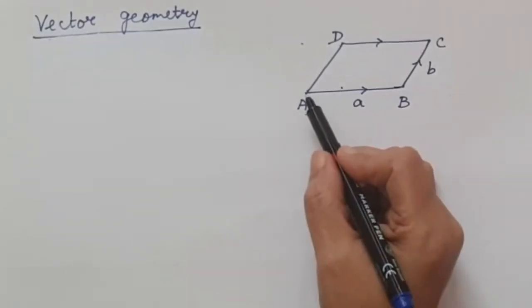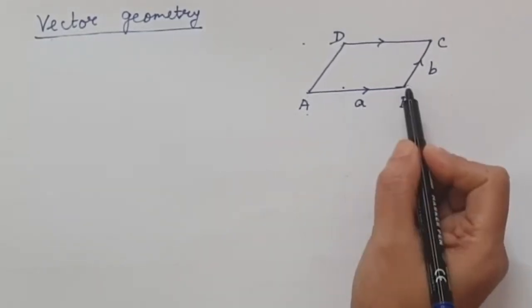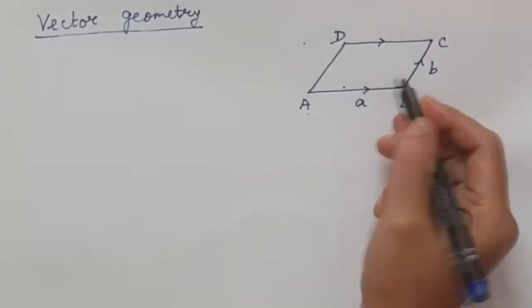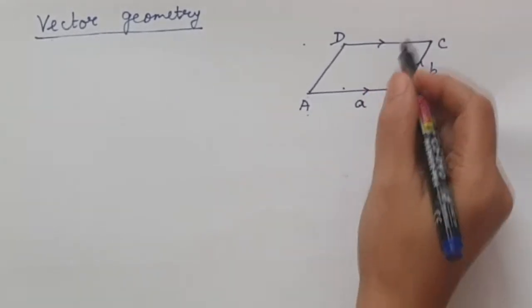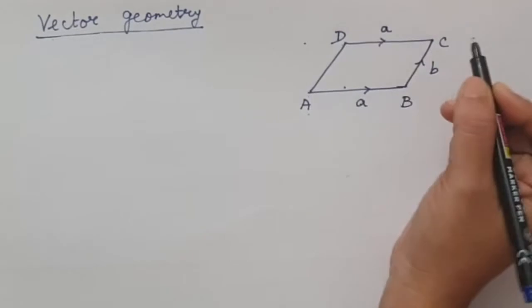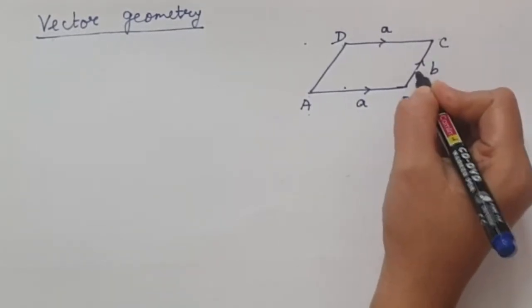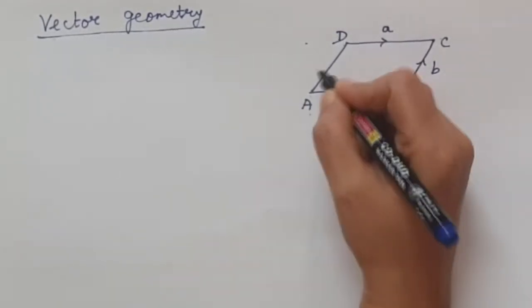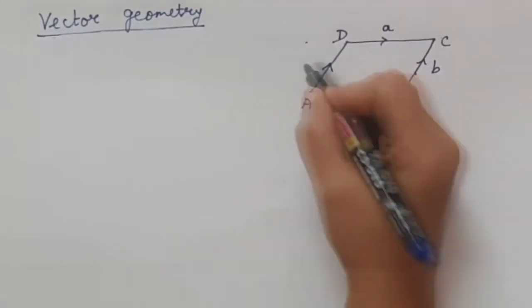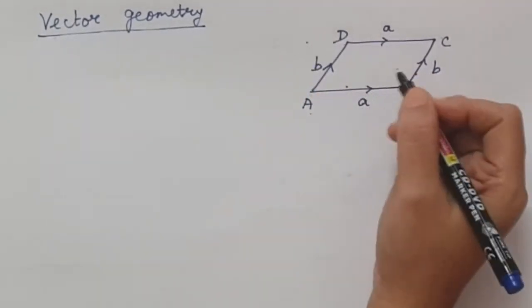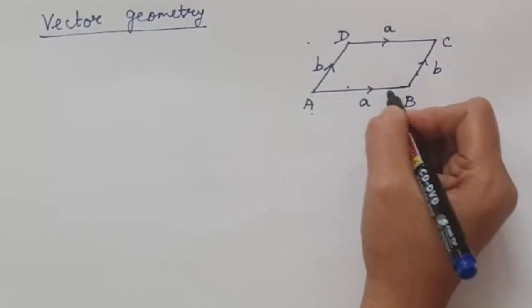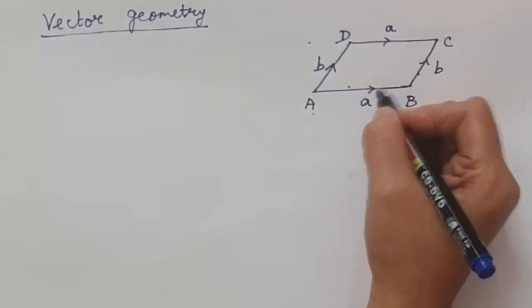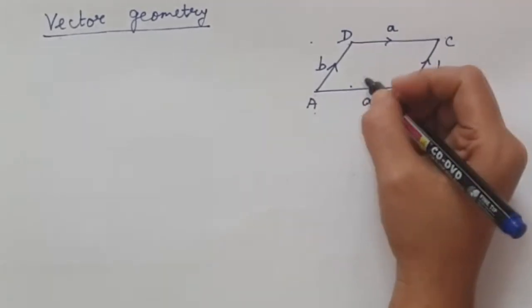In vectors, if vector AB is given as A and vector BC is B, the vector which is parallel to A and of equal length will also be equal to A. And this is BC. Since it's a parallelogram, BC on this side will also be equal to B. So you have to remember that whenever we have a vector which is parallel and equal, it will give us the same vector.